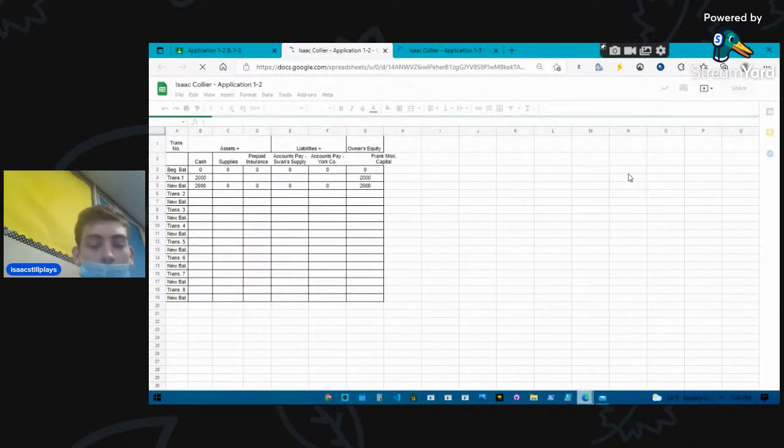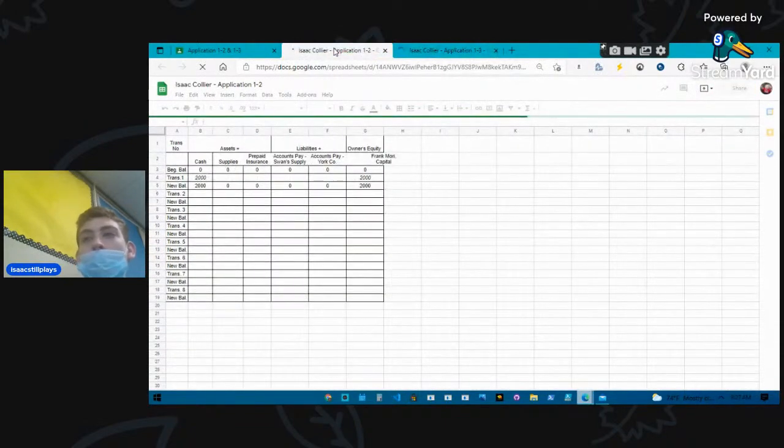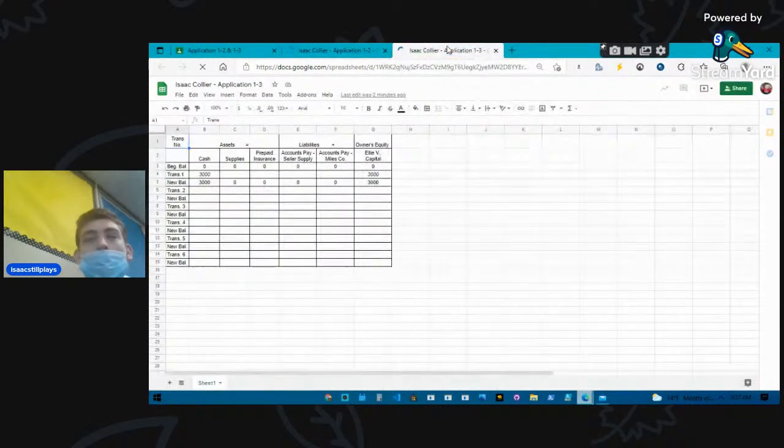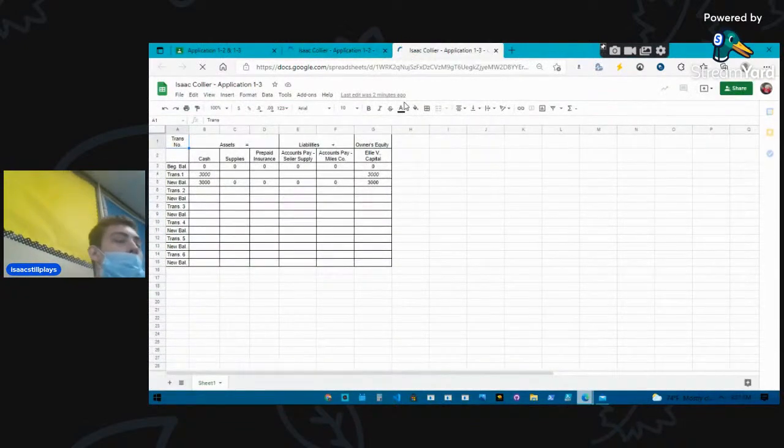Number 1 says you receive cash from the owner as an investment of $2,000. So do you see how they put $2,000 in the cash and $2,000 in the capital, and then they brought down their balances in that next row? Does that make sense how they did that? So let's do the next one together, and then I'm gonna have you on your own after that.